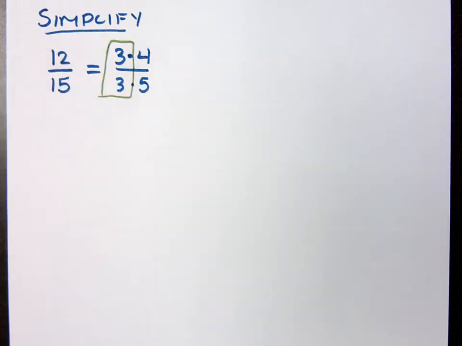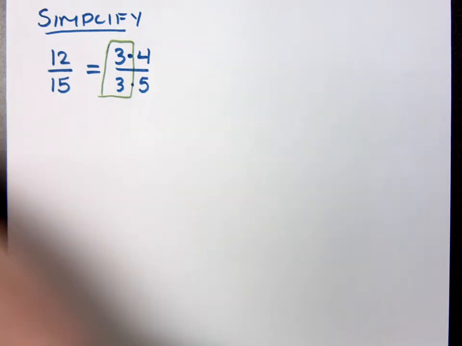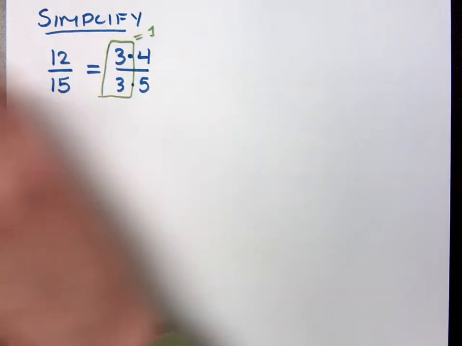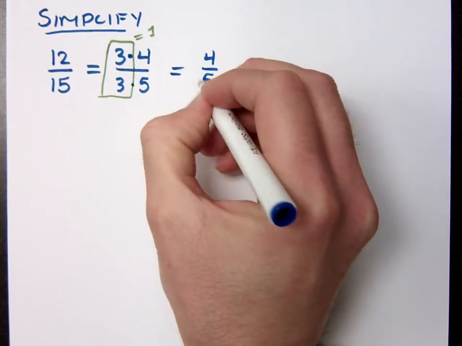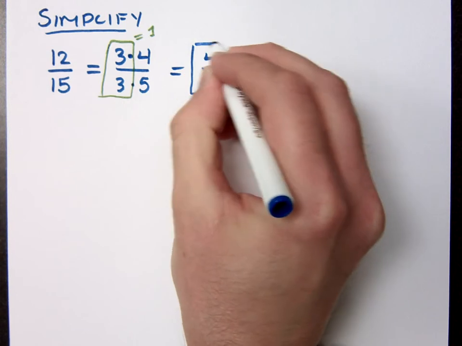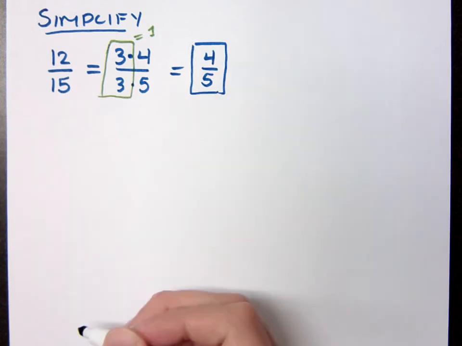And what I hope you see here is, what is 3 over 3? It's 1, right? And so since this is equal to 1, your fraction reduces to just 4 over 5. That's the way you're supposed to do things. That's the proper way. Are you with me on that?